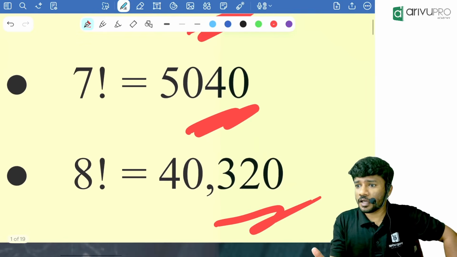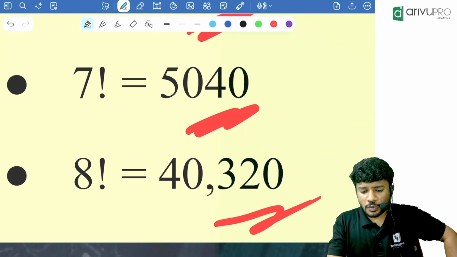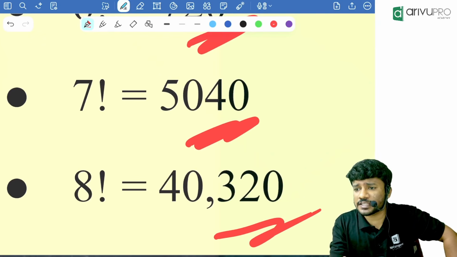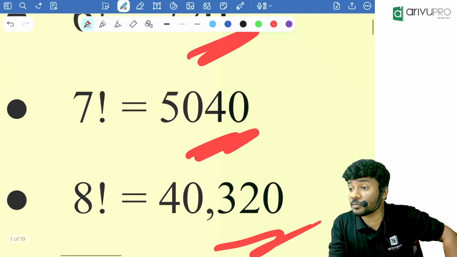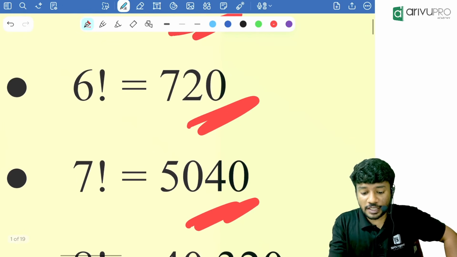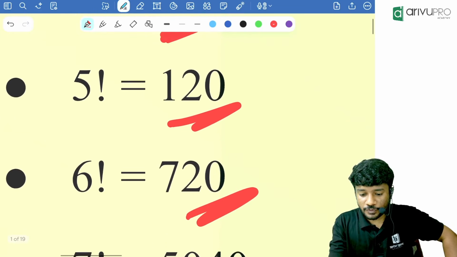5040. Yeah, obviously it should be. Now 6 factorial is how much? You will divide 5040 by 7. Sorry, 6 factorial is 5040 divided by 7. How much is it? 720. Correct. Now 720 divided by 6 is how much?